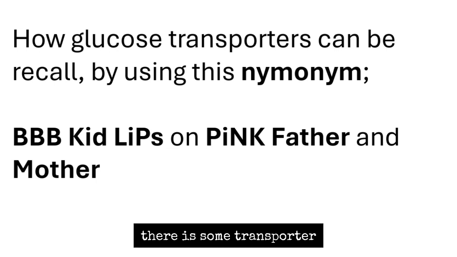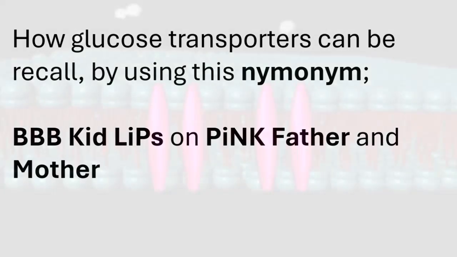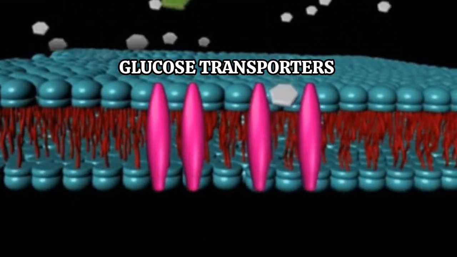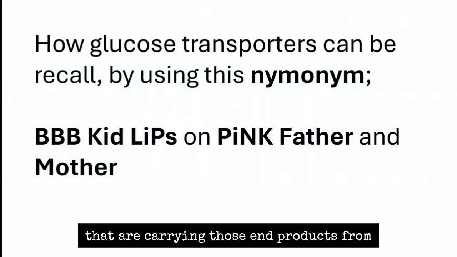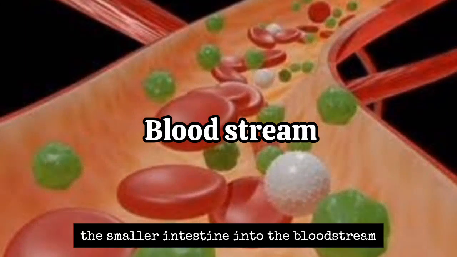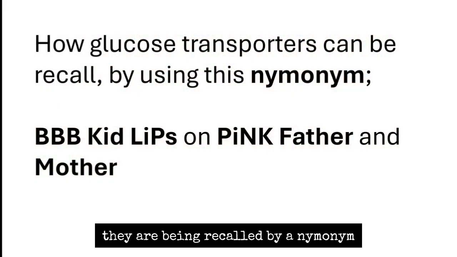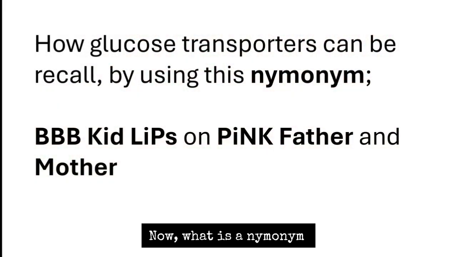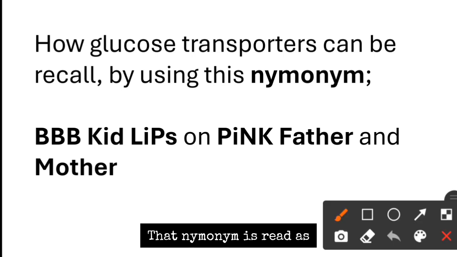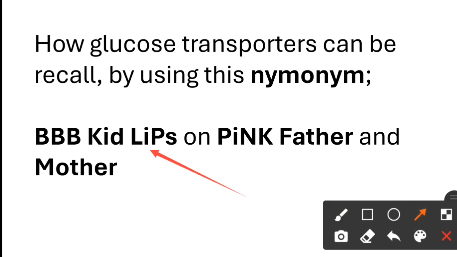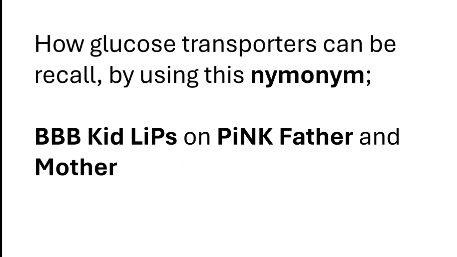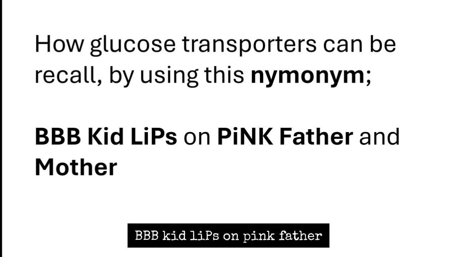Now, before absorption takes place, or during the process of absorption, there are some transporters that aid absorption into the bloodstream, carrying those end products from the small intestine into the bloodstream. And those transporters are recalled by a mnemonic. Now, what is that mnemonic? That mnemonic is read as: Baby, Kid, Lips, on Think, Father, Mother.